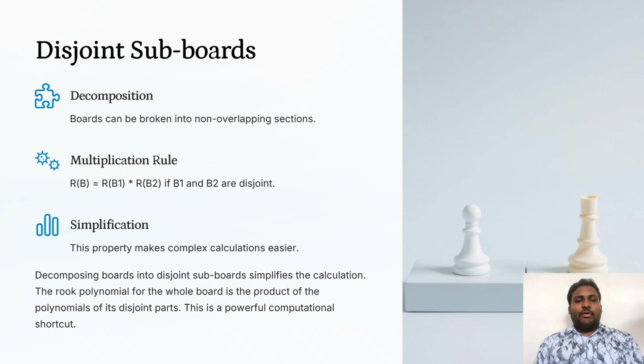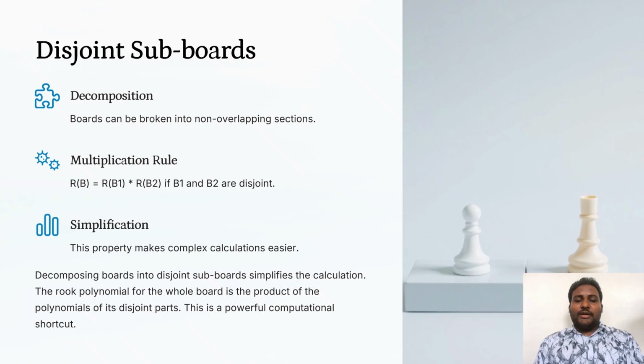Going further, we are going to know about the disjoint subboards, where in decomposition, boards can be broken into non-overlapping sectors to make it easier, and the multiplication rule, where we are going to use the rook polynomial formula, where r of board equals r of board 1 times r of board 2, where the board B is disjoint and made of B1 and B2, where we are going to join by using the formula of multiplication rule and simplification. This property makes complex calculation easier.